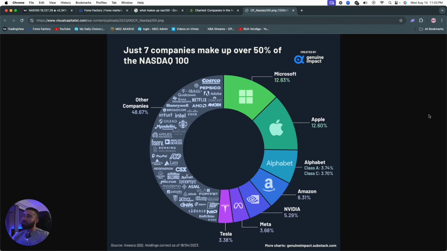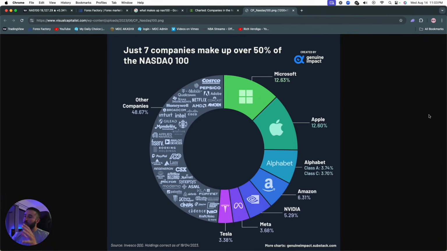So you'll see that 7 companies make up over 50% of NAS100. That's going to be your Microsoft, Apple, Alphabet, Amazon, Nvidia, Meta, Tesla, etc. The other 48 point something percent is going to be other companies that are also very large. You got your Starbucks, you got your T-Mobile, you got PepsiCo, etc. You guys can see this all publicly online and get a little bit more information.